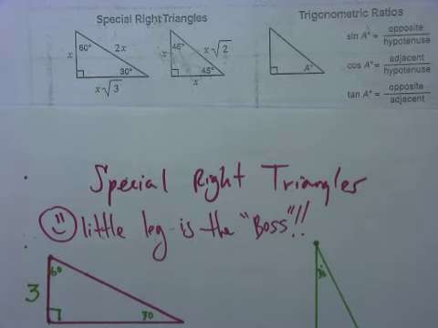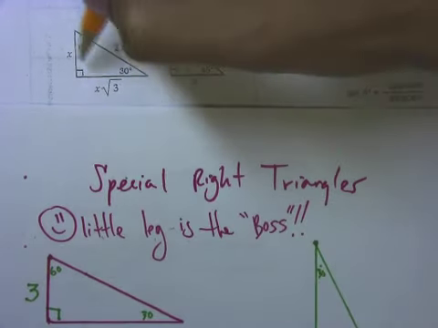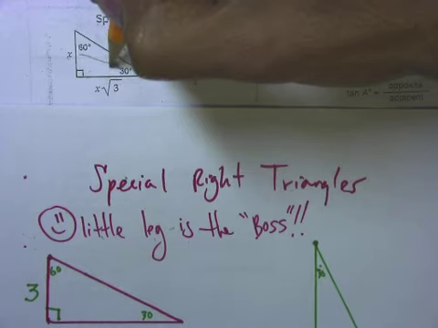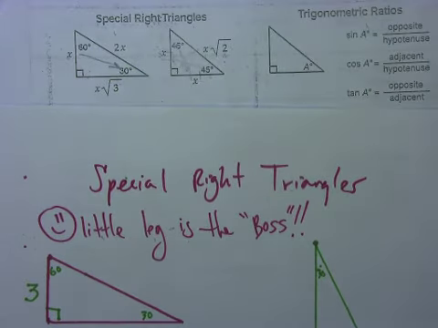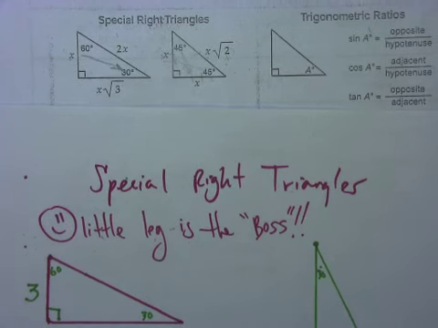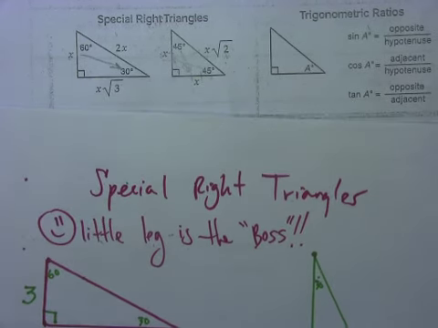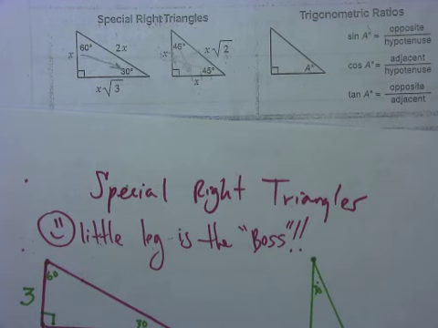And the way that you find the little leg is that the little leg is always across from the smallest 30-degree angle. That's how you know that it's the little leg. And the little leg is the boss. It tells everyone what to do. How do you know the little leg tells everyone what to do?